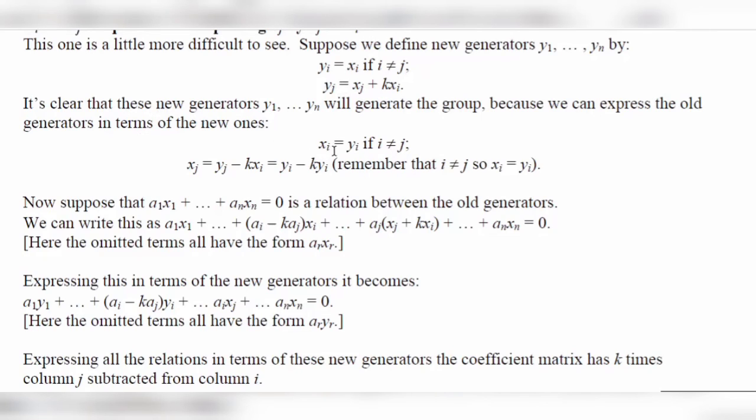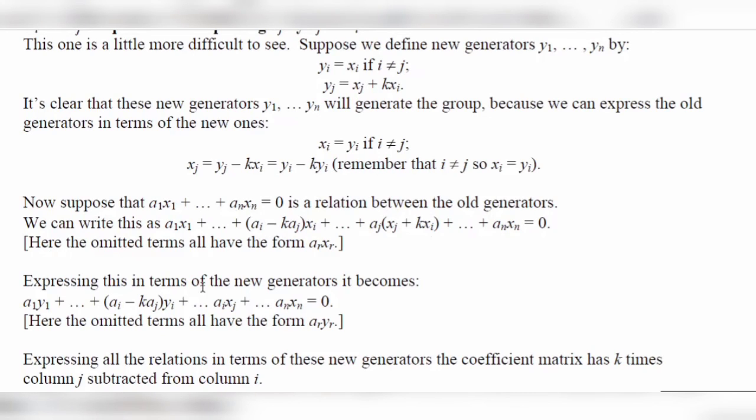As you can see, xi equals yi, and xj equals yj minus k times yi, since we have changed the position. Now suppose that another relation is a relation between the old generators. We can write this as am1x1 plus and so on, where we have changed our coefficient. Here the omitted terms all have the form a times xn.